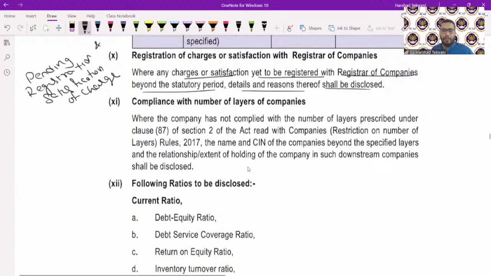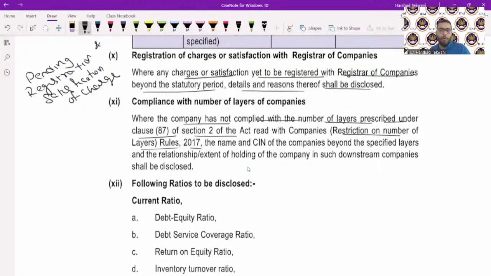Compliance with the number of layers of companies. If the company has not complied with the number of layers prescribed under clause 87 of section 2, where there is a restriction on the number of layers, like not more than 2 layers. Remember something?